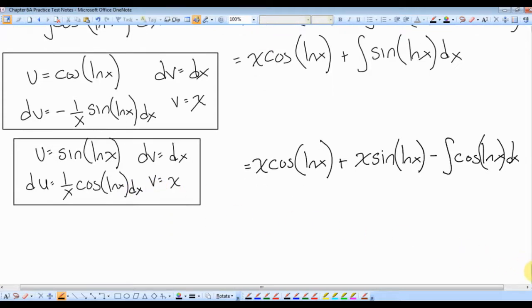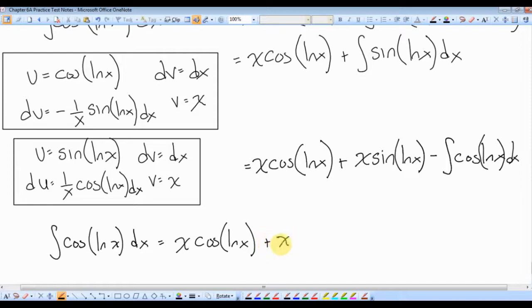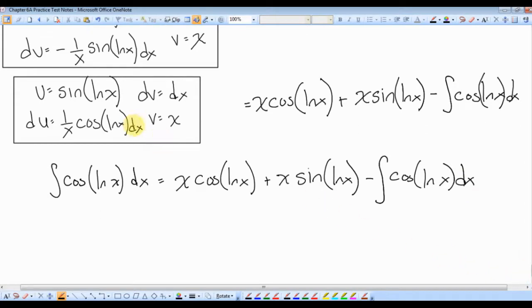Awesome. This is perfect, because now we have the antiderivative of cosine of log x dx is equal to x cosine log x plus x sine of log x minus the antiderivative of cosine log x dx. This problem is beautiful. I love this problem.